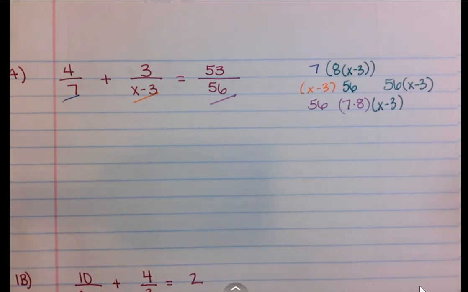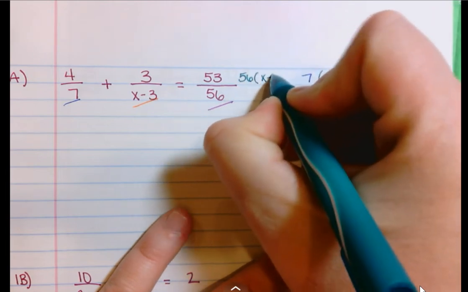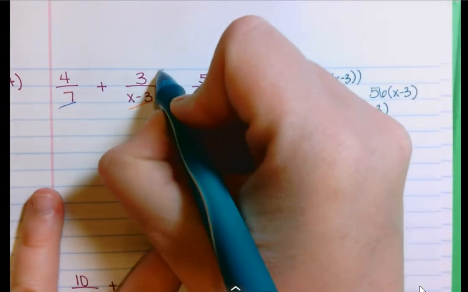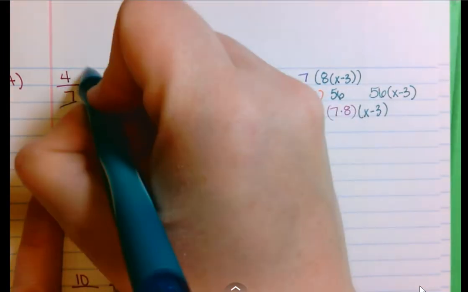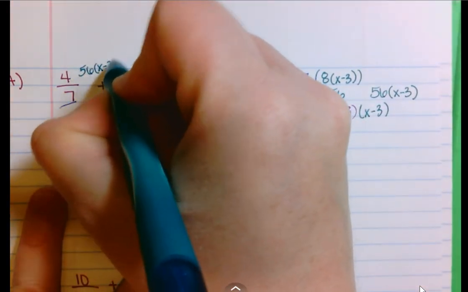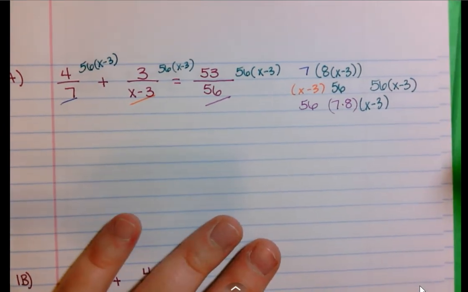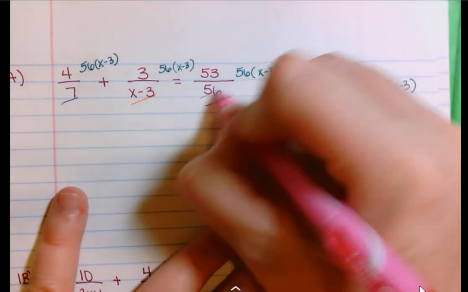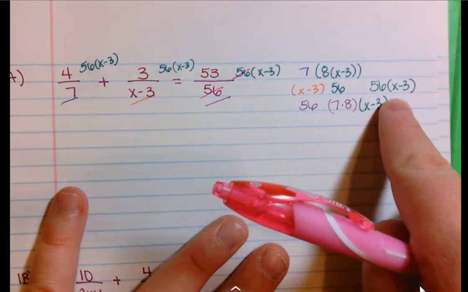So what I like to do is, I don't do it this way, but I'm going to do it this way on this first one. 56 times x minus 3. This is 56 times x minus 3. And then over here we have 56 times x minus 3. Okay? And what we're doing is we're multiplying by the common denominator in order to cancel things out. I'm multiplying by the least common multiple because I don't want to have anything left over that is bigger numbers than what I want. So 56 cancels with 56. I'm left with what I needed to make 56 become the least common multiple.